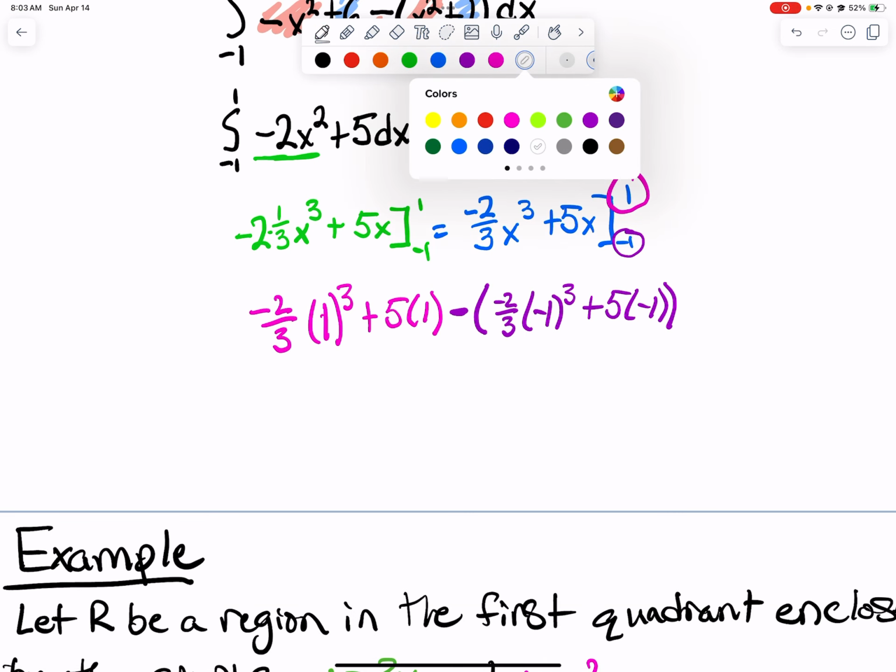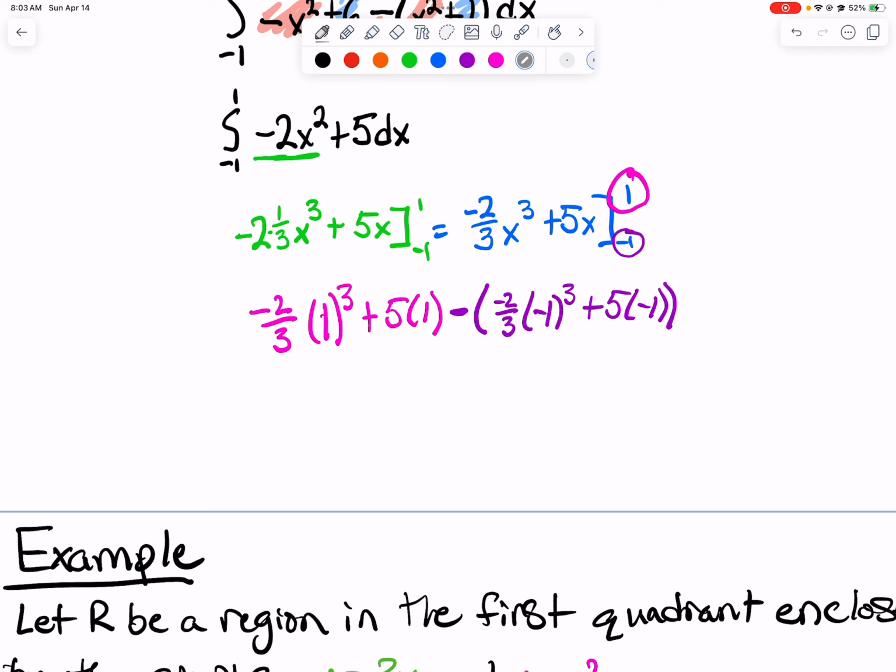Quickly simplifying here. 1 to the third is going to give me 1. 1 times negative 2/3 is negative 2/3. 5 times 1 is 5. We're going to get negative 1 to the third, which is negative 1. Negative 1 times negative 2/3 is positive 2/3. Minus 2/3 with the minus sign, so minus 2/3 again. And the last step here is 5 times negative 1, which is negative 5. We have to do the minus sign there as well, so it's going to be plus 5.